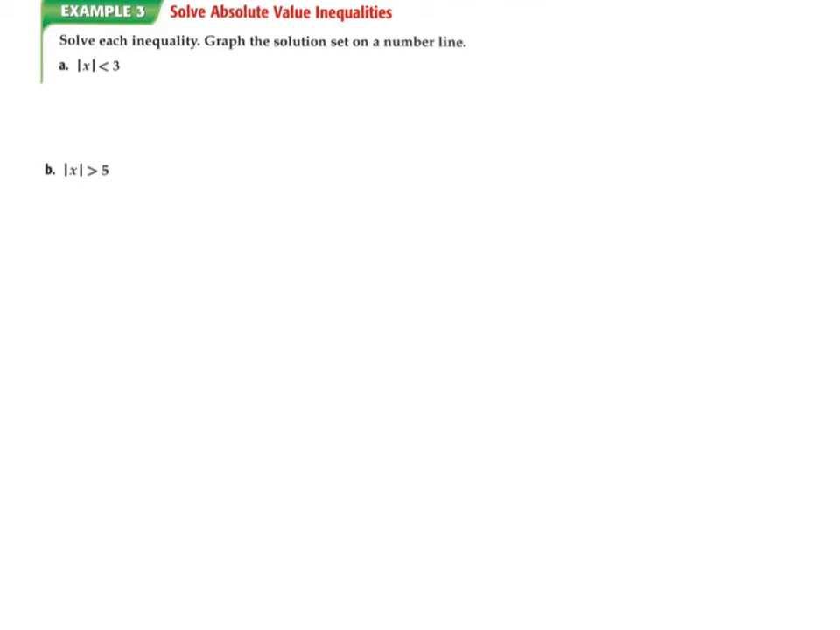Absolute value inequalities are going to work slightly different. So it's a little bit easier with these if we go ahead and graph and then create our inequality. So if I go ahead and graph this, I know I want to include 3. And here it says that the absolute value of x is less than 3.